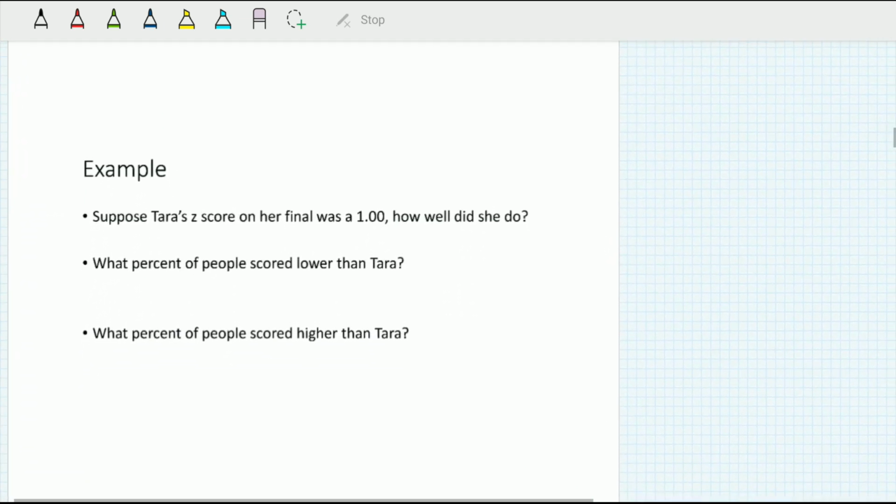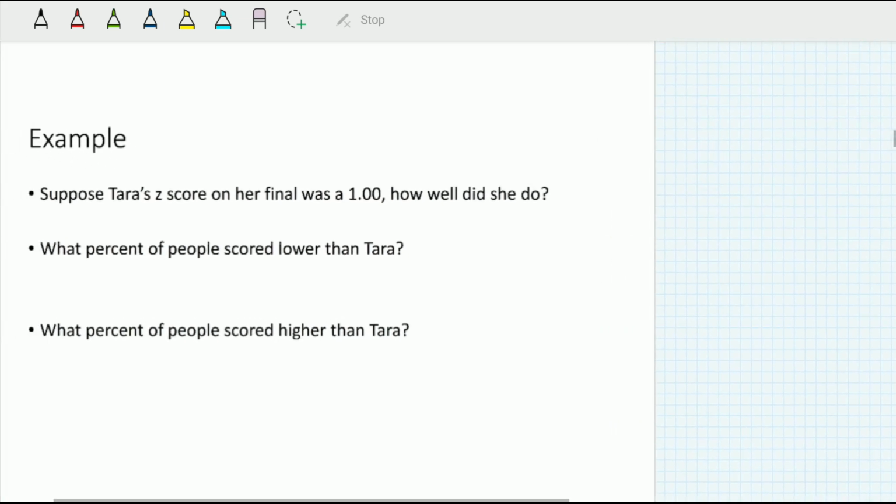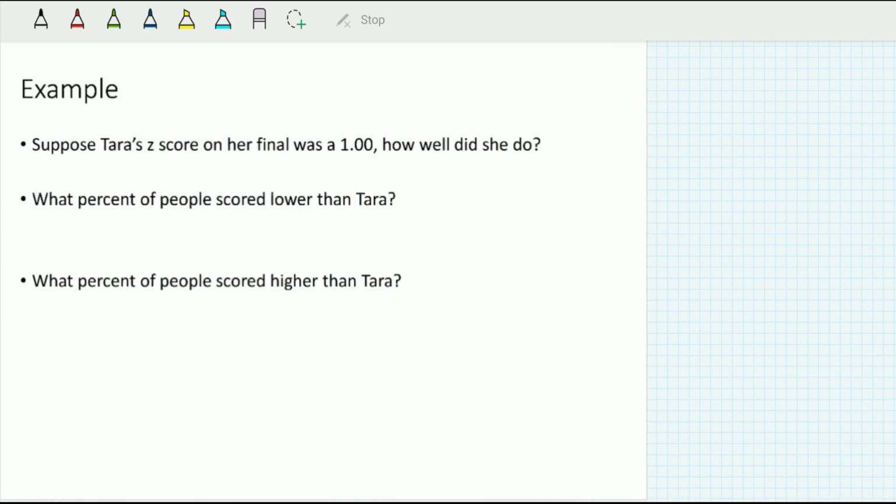So just really quickly, just so you won't forget the percentages or what it really means, let's do this example. Let's just understand what it's saying. Suppose Tara's z-score on her final was a 1.0. So that means her z-score is 1.00. Remember in the previous videos, right?